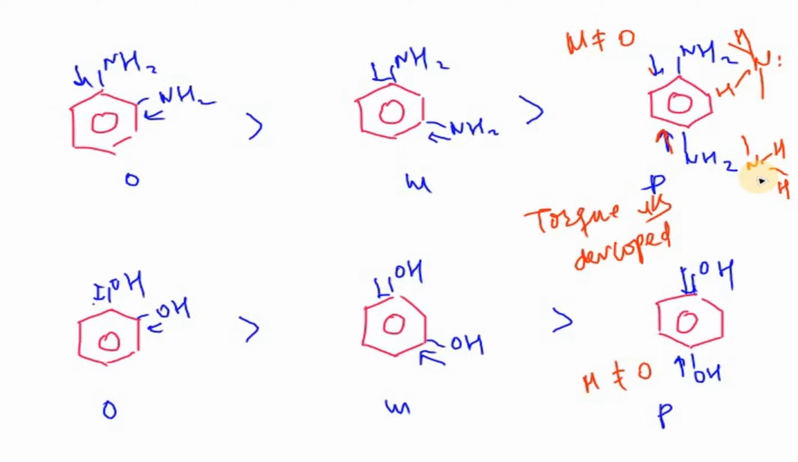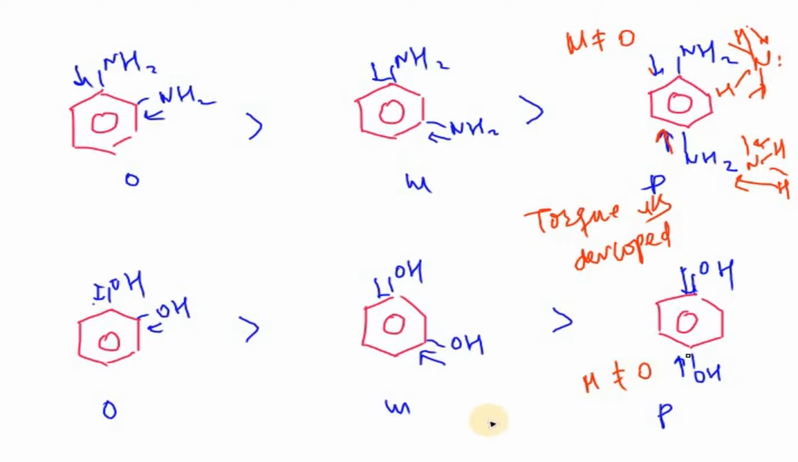In that case, we know that the electron is going towards the nitrogen. Here this is the direction, and here this is the direction. So here it is this direction, here it is this direction. A little bit different. So here some torque is developed. There is some direction, and if you see the direction of H and H over here, it is a little bit different from this direction.